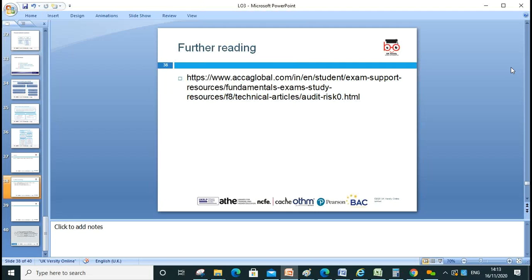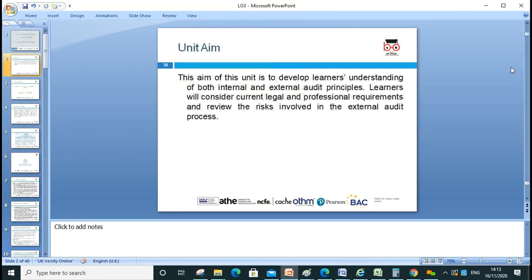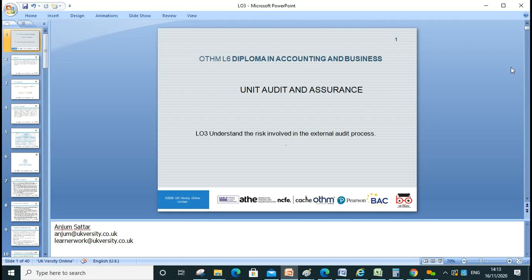So today we learned about different types of risk. We learned three major risks. What are those? Audit risk: inherent risk, control risk, and detection risk. Brilliant. Well done. That's all we learned.